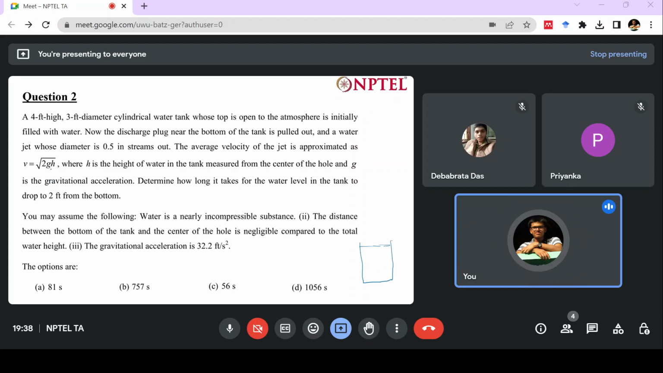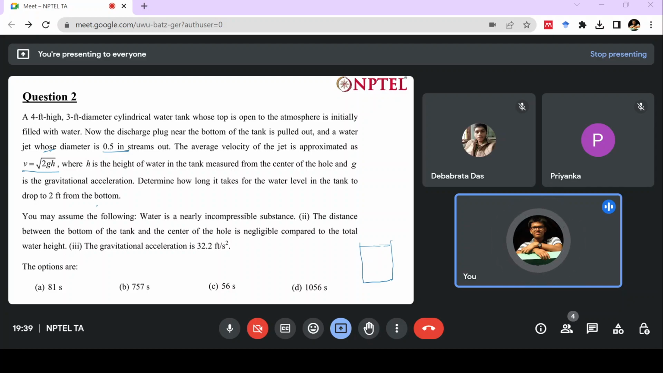Okay, so this is inch. Streams out. An average velocity of the jet is approximated as this, where h is the height of the water. Also, you can derive this, it is taken from your Bernoulli's equation. You can apply your Bernoulli's and you will get the same answer. And all the values are given.